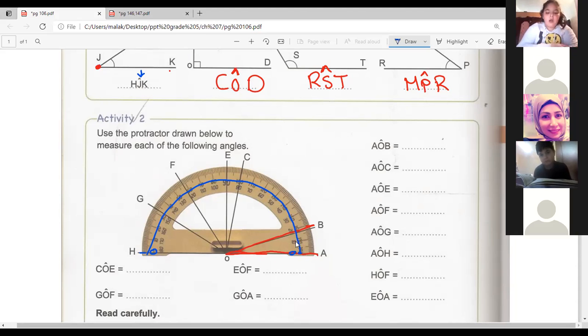0, 10, 15. No, it's before 20. Look at the math book, it's before 20. 10, 15, 16, 17 degrees. We have to say degrees. 17 degrees. Okay, it is between 10 and 20. Count the dashes, teacher. Count them.